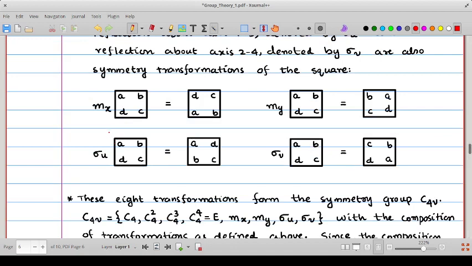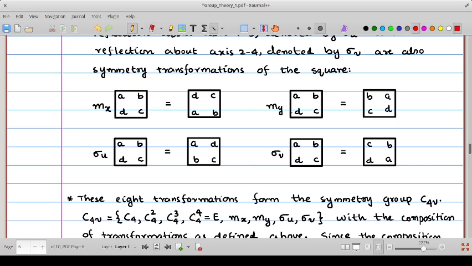Now we consider a plane that intersects the plane of the square through the line AC, and we consider reflection about this plane. Under this reflection, A and C remain unchanged, but B and D get interchanged. So the result is A and C remain unchanged and B and D are interchanged. And we call this operation sigma u.